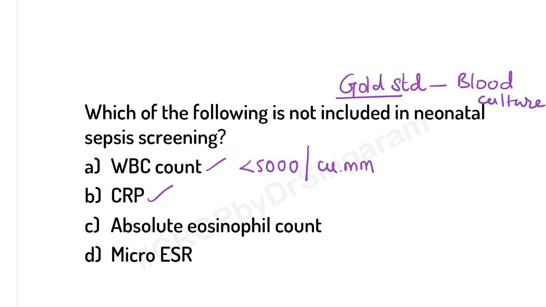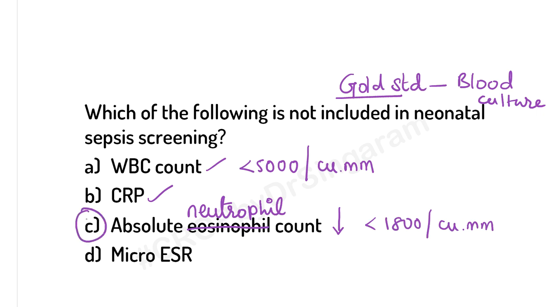Third option is absolute eosinophil count. This is the wrong option because we are not looking at absolute eosinophil count. Instead, we are looking at absolute neutrophil count, which is also going to be decreased in case of neonatal sepsis. It is less than 1800 per cubic millimeter. You need not remember the numbers, it's not important for your exams. But remember, it is an absolute neutrophil count and not absolute eosinophil count, and hence the answer is option C for this particular question. We are also including micro ESR, which will be elevated in case of neonatal sepsis. So these are the components of neonatal sepsis screen which you need to know for your exams.